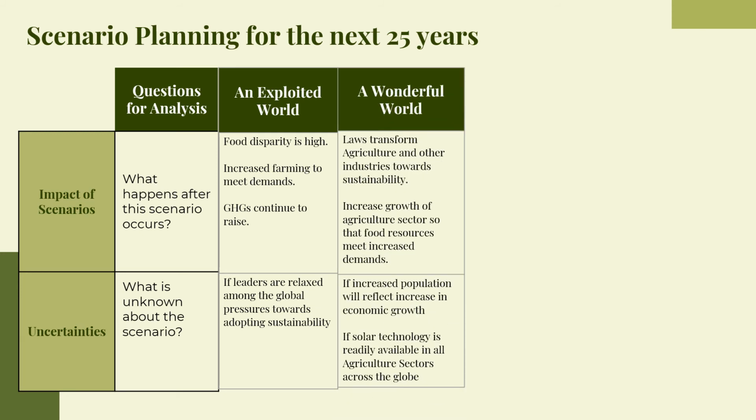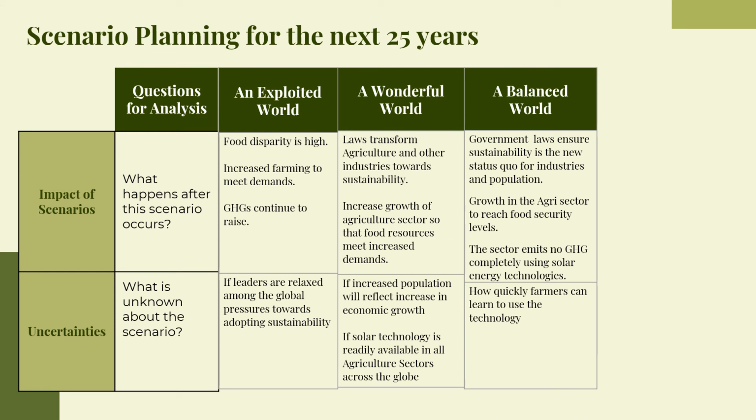Scenario 2, a wonderful world. Here, the population growth is exceedingly high, but there are stringent government environment laws. What happens after this scenario is that laws transform the agriculture and other industries towards sustainability. Increased growth of the agriculture sector so that food resources meet the increased demands. What is unknown about this scenario is if the increased population will reflect an increase in economic growth and if solar technology is readily available in agriculture sectors across the globe.